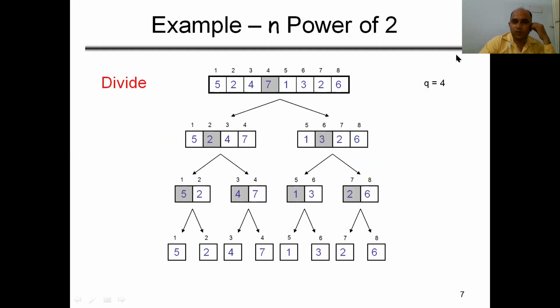After getting q, this array is logically divided, not physically. This array is logically divided into two arrays, that is 1 to 4 and the other is 5 to 8. Again, these two subarrays are divided recursively by calculating the middle step. 1 plus 4 upon 2 comes to 2. So the array is divided into two, each of size 2.